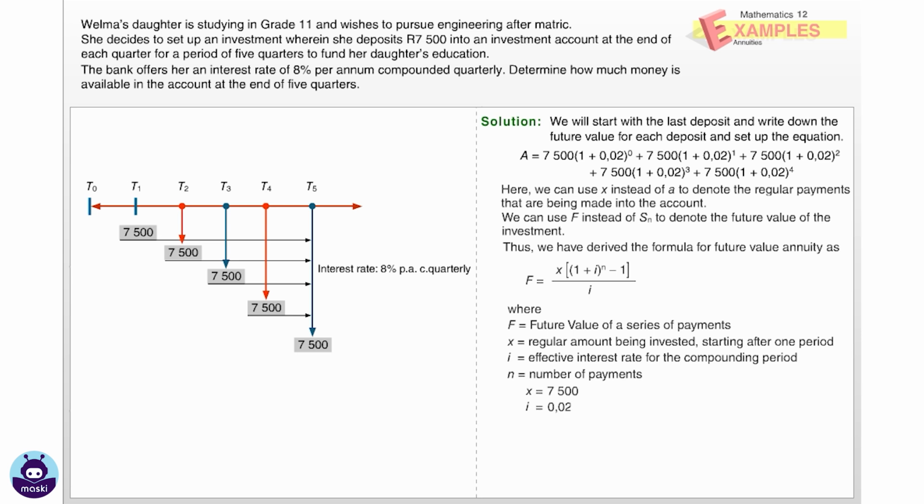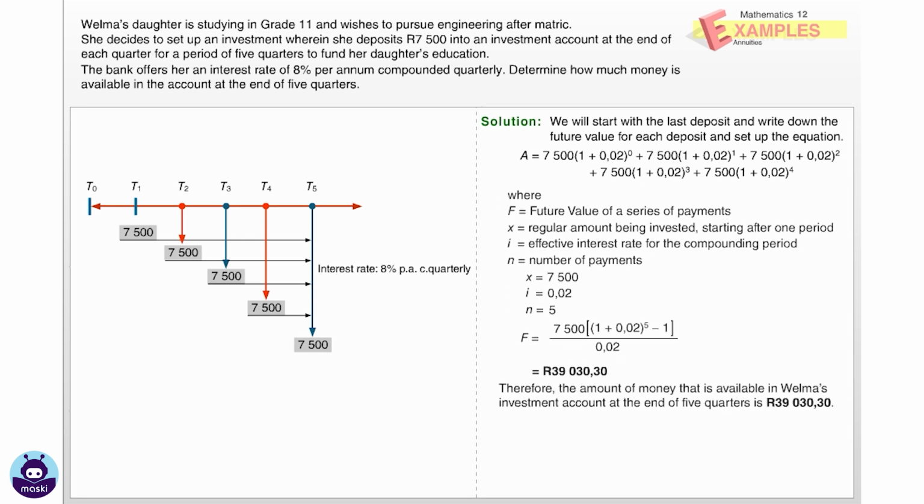Substituting the value of x, i, and n in the given example, we find the future value of Velma's regular investment. F equals 39,030 Rand and 30 cents. Therefore, the amount of money that is available in Velma's investment account at the end of 5 quarters is 39,030 Rand and 30 cents.